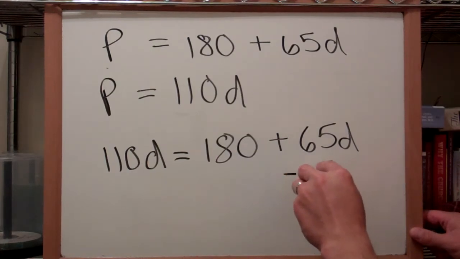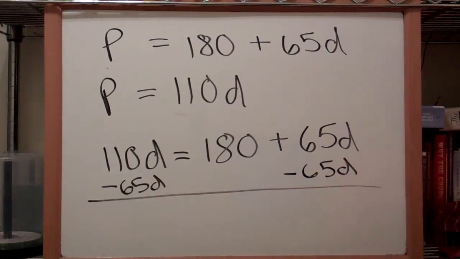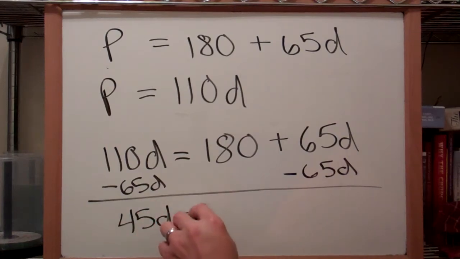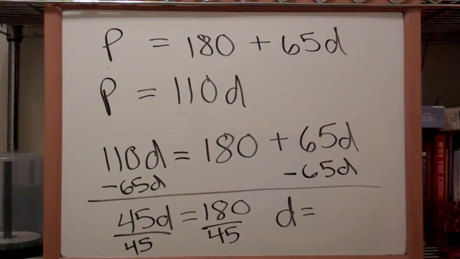We can subtract the 65D from both sides, and so here we get 45D equals 180. Now we can divide everything by 45. And D here is going to represent how many deer were actually shot at the club. And here we're going to say that there were 4 deer.